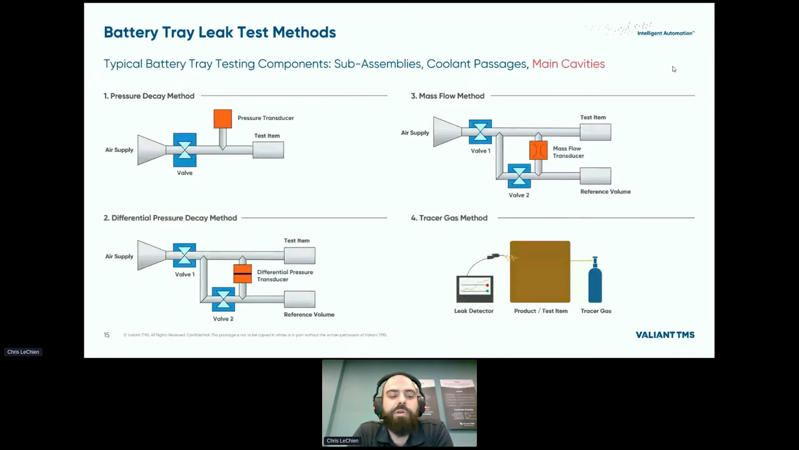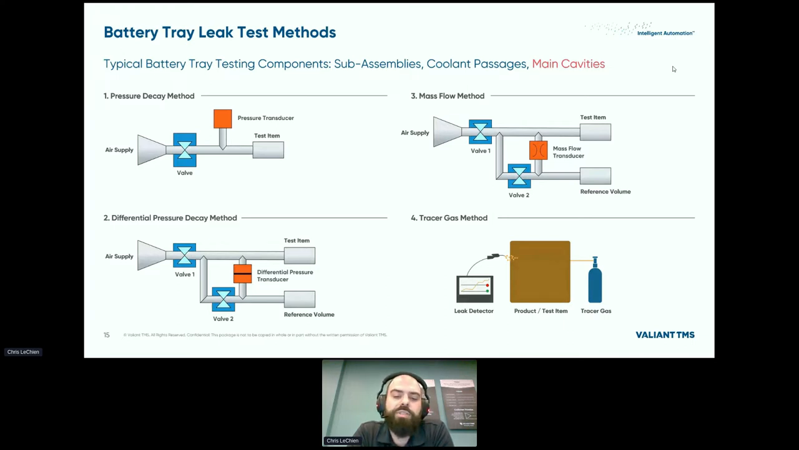So the next methods are differential pressure decay and mass flow. I kind of group them together, even though they're different systems. But what they do is they attempt to isolate the system from more of the environmental factors. Mass airflow does it by having a reference volume where the test item pulls air from if it is leaking. And differential pressure decay is similar, but it compares two exact test volumes, one of a known zero leak and one of an unknown leak, to see how they change over time. The benefit there is both of the test articles are going under the same environmental changes. So if there is temperature changes or any sort of pressure changes, they're both experiencing it in the same way. Thus, you can cut out some of the noise.